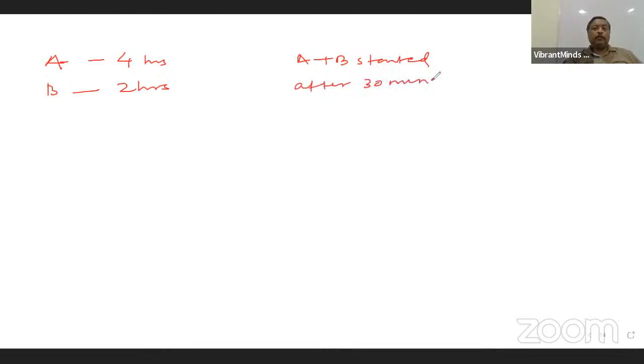Go ahead with the next question. The next question says, pipe A can fill a tank in 4 hours. Pipe B can fill the tank in 2 hours. A plus B started, after 30 minutes, A is closed.